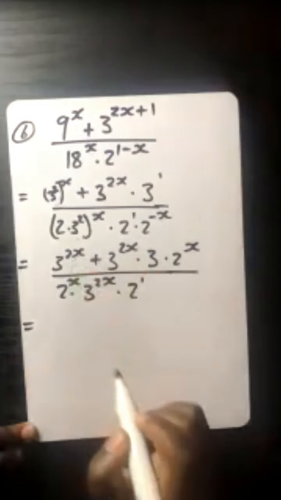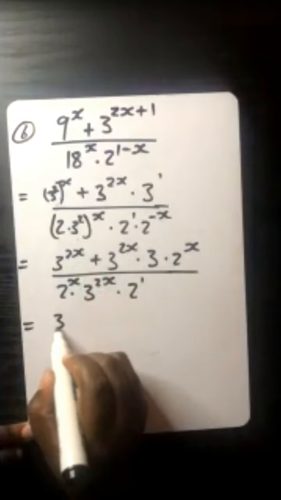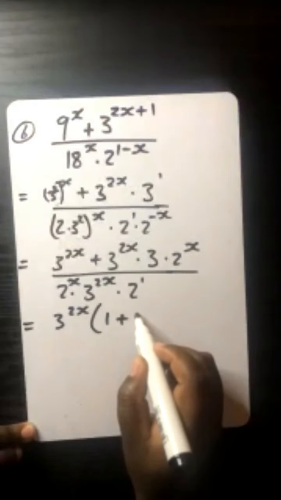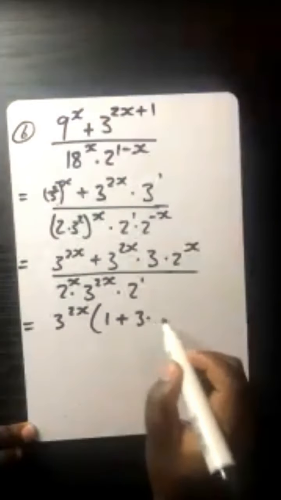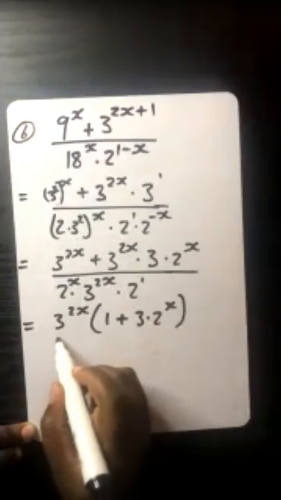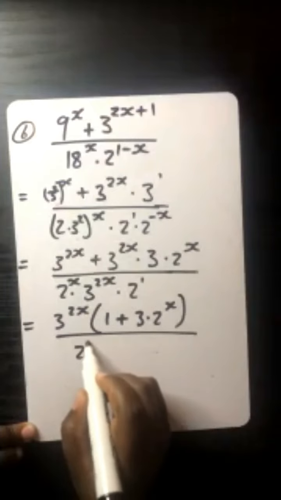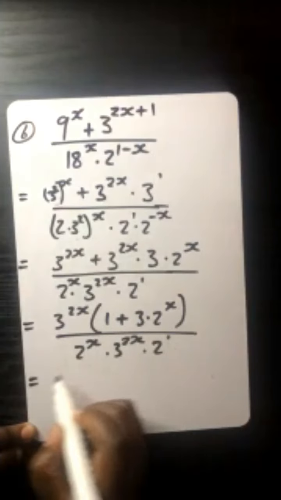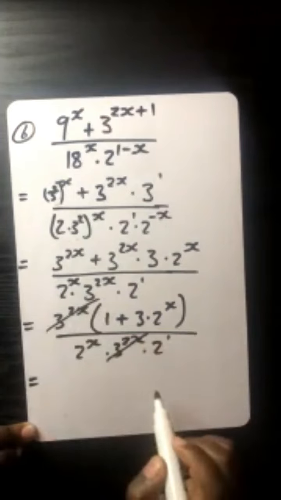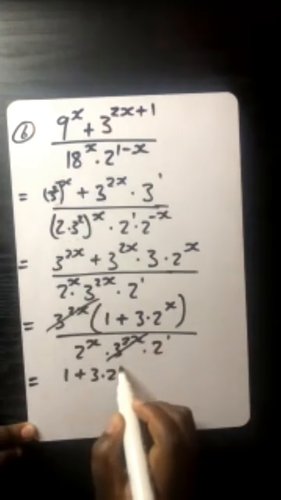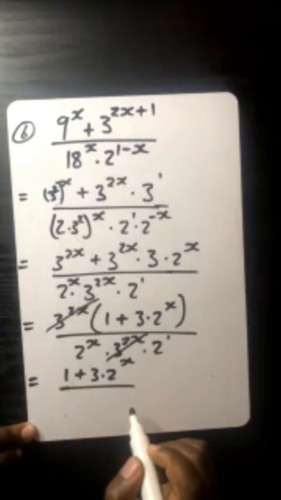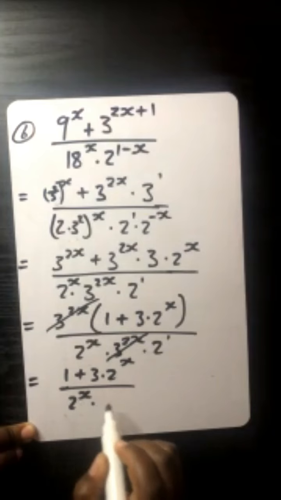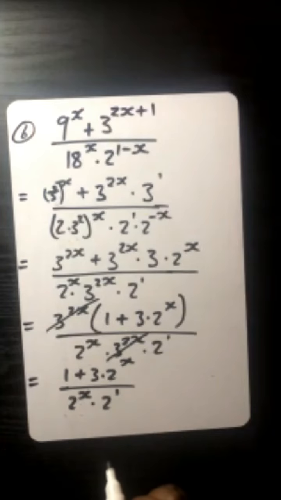Therefore, we can take out as a common factor 3 to the exponent 2x into 1, plus 3 times 2 to the exponent x over 2 to the exponent x, 3 to the exponent 2x, 2 to the exponent invisible 1. That cancels with that. Then we remain with 1 plus 3 to the exponent x over 2 to the exponent x multiplied by 2 to the exponent 1.